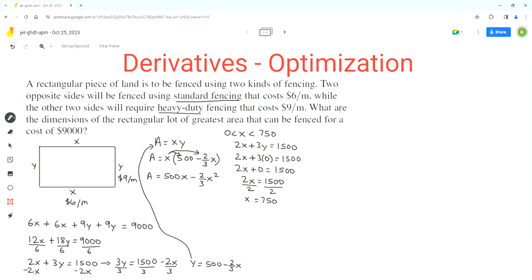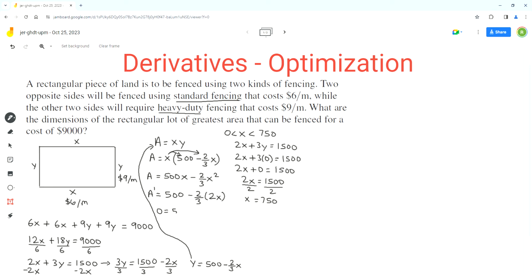So we'll start with A prime of A equals... the derivative of 500x will just be 500. So 500 is the coefficient, so it will stay as it is, and the derivative of x is 1. So 500 times 1 is 500, then minus 2 over 3. So 2 over 3 is the coefficient, so it will stay as it is. And as per the power rule, the derivative of x squared is 2x.